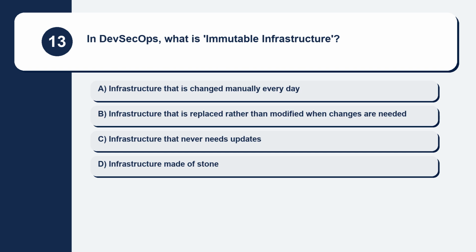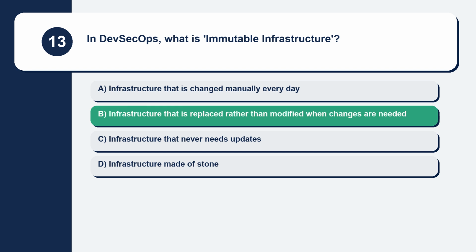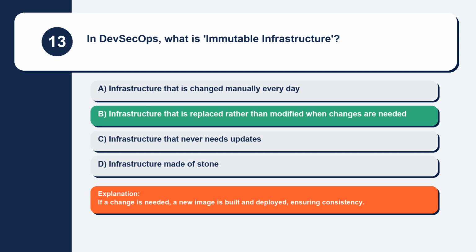Question 13. In DevSecOps, what is immutable infrastructure? Infrastructure that is changed manually every day. Infrastructure that is replaced rather than modified when changes are needed. Infrastructure that never needs updates. Infrastructure made of stone. If a change is needed, a new image is built and deployed, ensuring consistency.